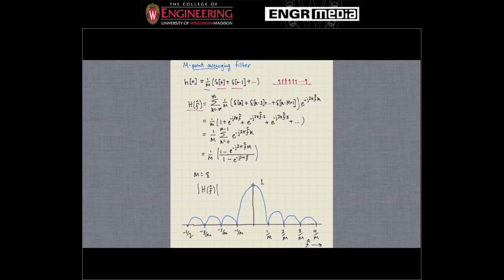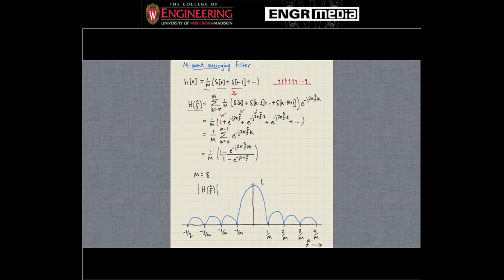H of f hat, and now we're going to sum over all k, and all I'm going to do is plug in the impulse response of the moving average filter and start to evaluate this. So see right away that for any k that's less than 0 or greater than M, the impulse response is 0. So I just end up with these terms. Summing over k, when k equals 0, I get this first term. When k equals 1, I get the second term. K equals 2, I get this third term, and so on. I'd sum over all values of k, so just add up all of these different things.